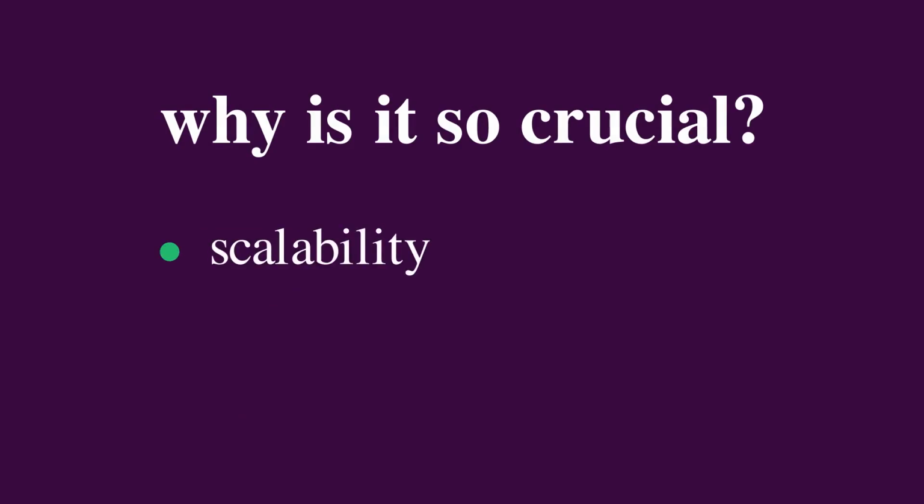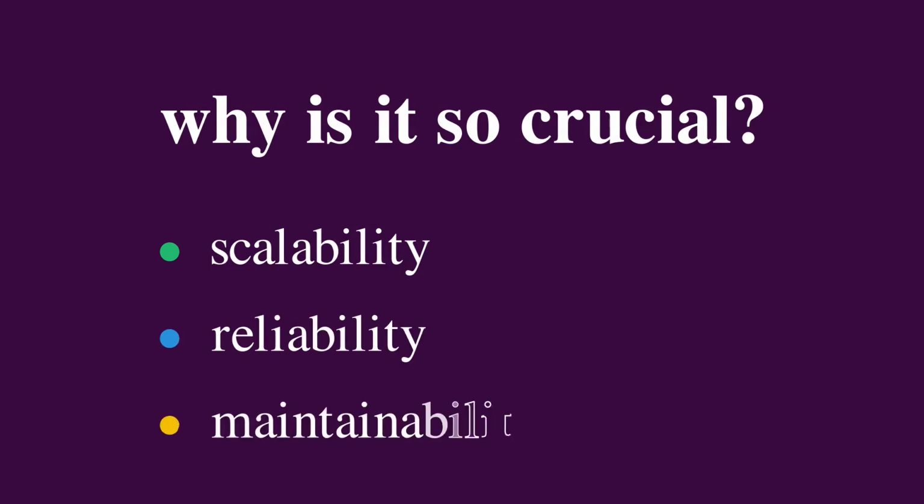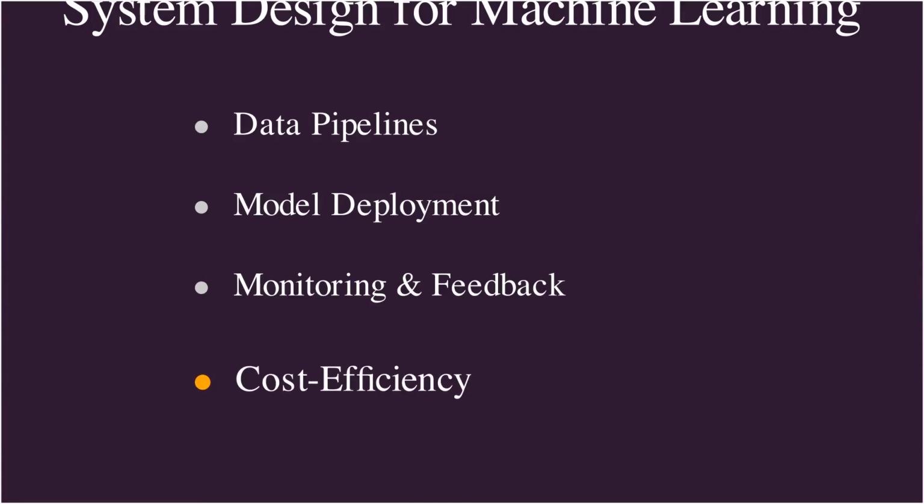Why is it so crucial? 1. Scalability. Can your system handle millions of predictions per second? 2. Reliability. What happens if a data source goes down? 3. Maintainability. How easy is it to update models or fix issues? 4. Cost efficiency. Are you using resources optimally? 5. Performance. Can you deliver predictions with ultra-low latency? 6. Ethical considerations. Ensuring fairness and transparency from data to deployment. Let us break down the essential components that make up a robust ML system.